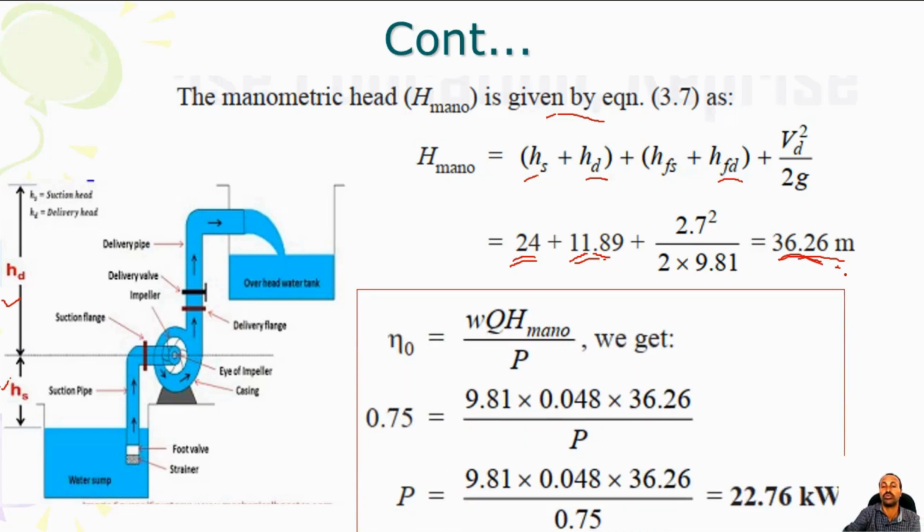Then you have to compute overall efficiency. Already we have, this is the output power divided by input power. So this is the shaft power to drive the pump. So we rearrange the equation, cross-multiply, then we get 22.76 kilowatt. This is the power required by the pump.